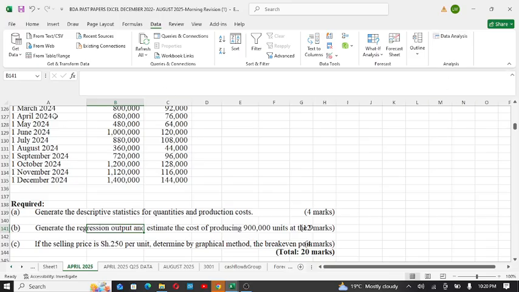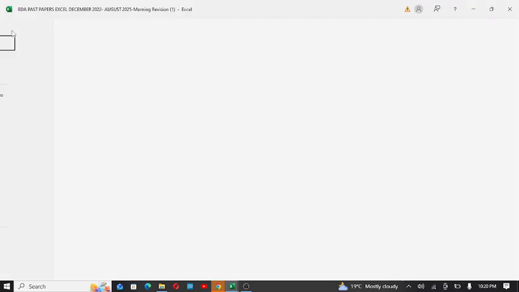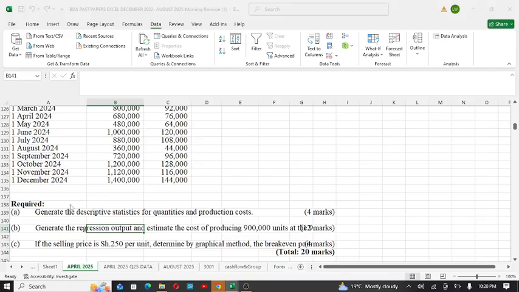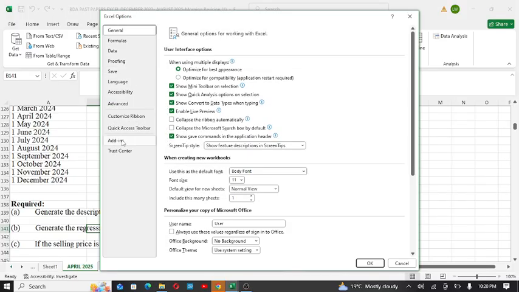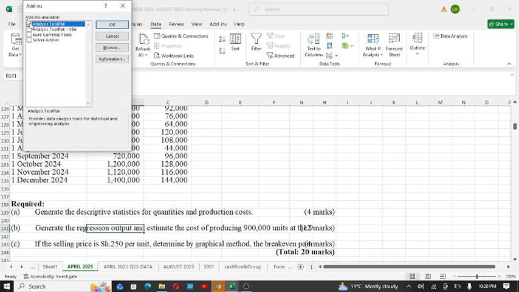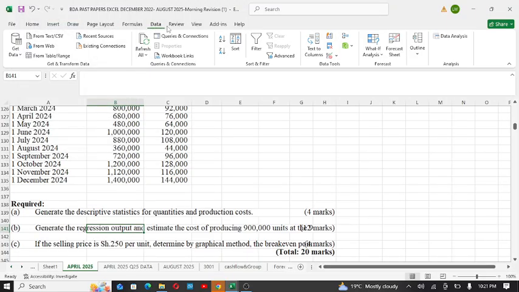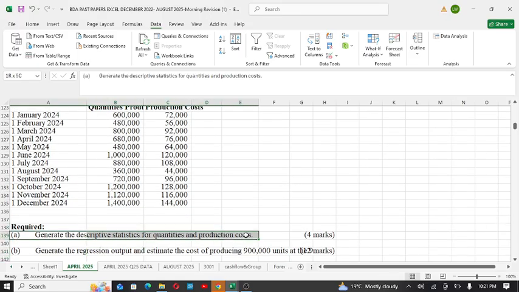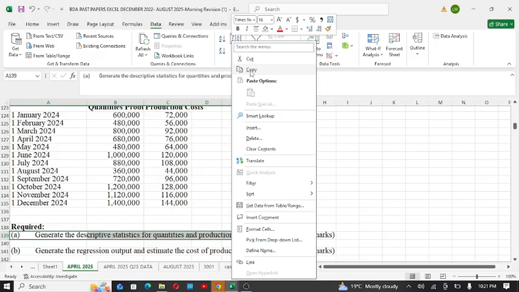Allow me to repeat: under file, then under more, then options, then add-ins, then make sure this one is Excel add-ins, under manage, then go, then analysis toolbar, make sure this one is ticked, then OK. Then if you come under data, you will find that you have data analysis. That's how you activate it.